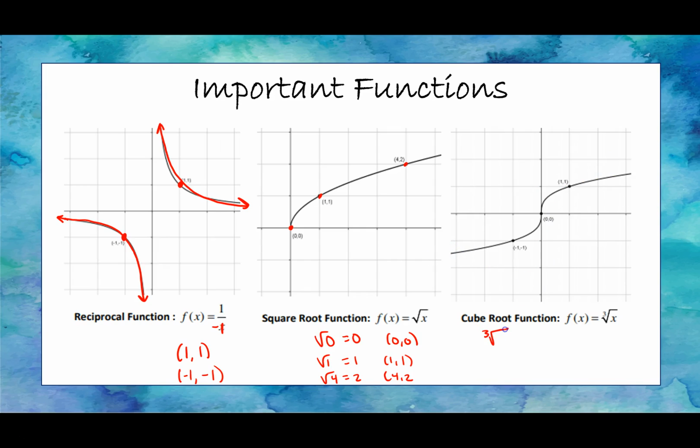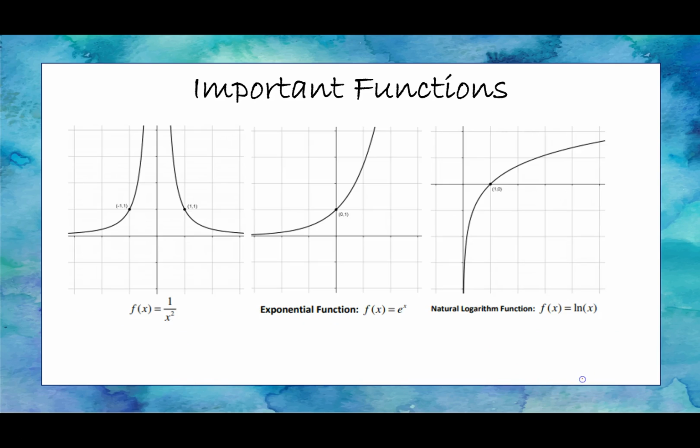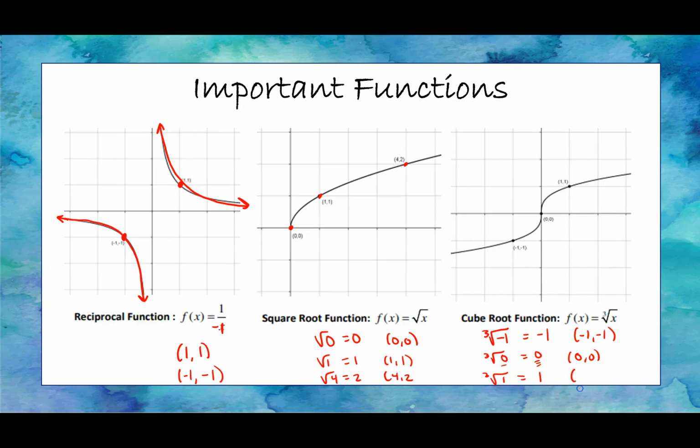Well, what's the cube root of minus 1? That's equal to negative 1 because negative 1 times negative 1 times negative 1 is minus 1. So that gives us our coordinate minus 1, minus 1. The cube root of 0 is also 0 because 0 times 0 times 0 gives me 0. So that's the coordinate 0, 0. And the cube root of 1 is obviously 1 because 1 times 1 times 1 gives me 1. So that's equal to 1, comma 1. Oopsie.